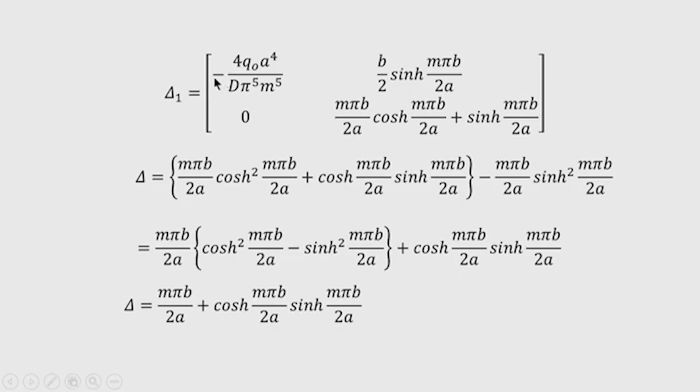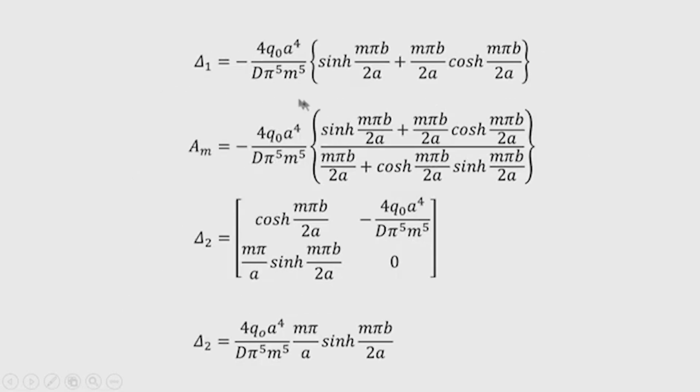Now, delta 1 can be obtained very easily after expanding the determinant. If I expand the determinant, then it is minus q naught a to the power 4 by D pi to the power 5 m to the power 5, and this part is multiplied and becomes 0. So, delta 1 is easily found as this quantity. So, a_m will be delta 1 by delta. This delta is the determinant formed by the coefficients of the variables a_m and d_m in the two equations formed after applying the boundary conditions.